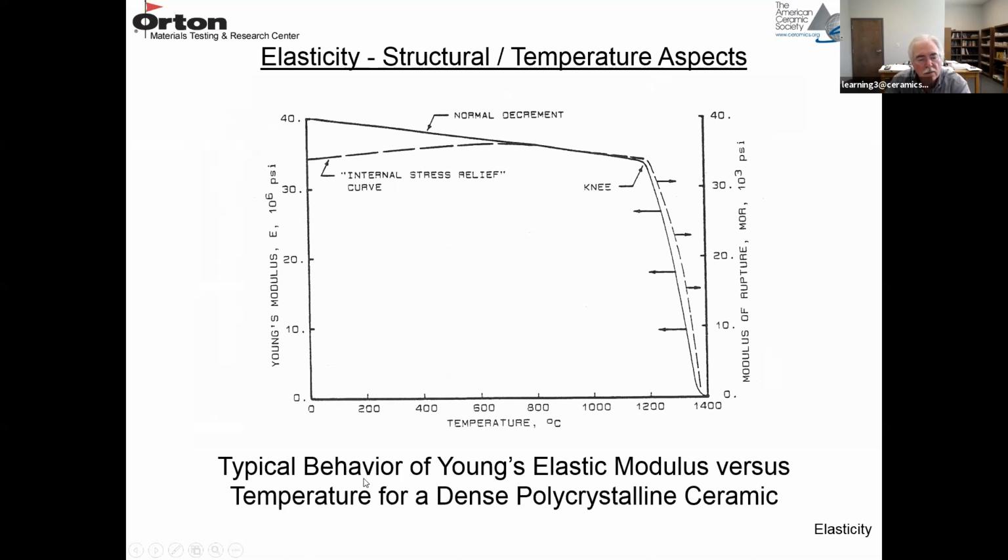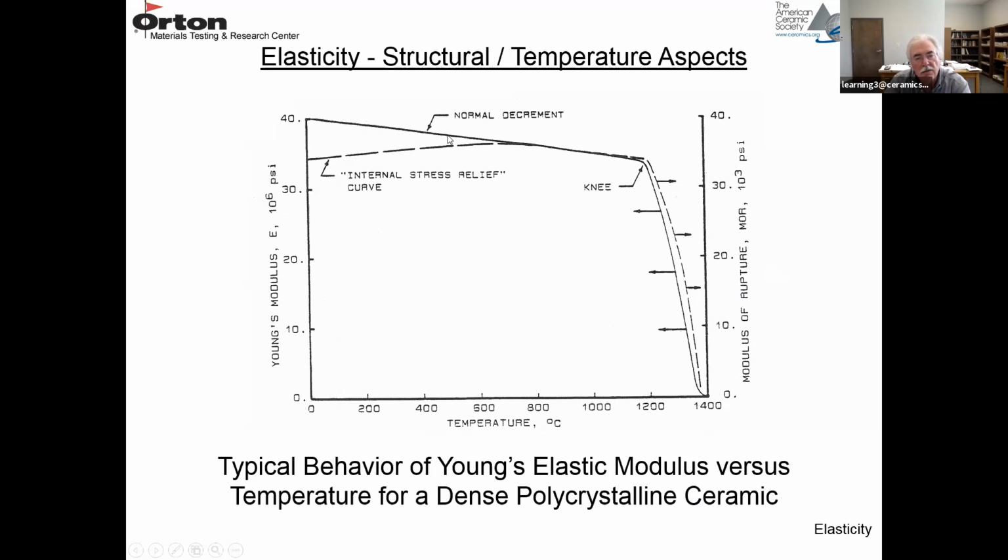So this is Young's modulus versus temperature for a polycrystalline ceramic. This side of the curve, the solid line, is the Young's modulus. This side of the curve is the strength, modulus of rupture, in 3-point bending. And this is temperature.